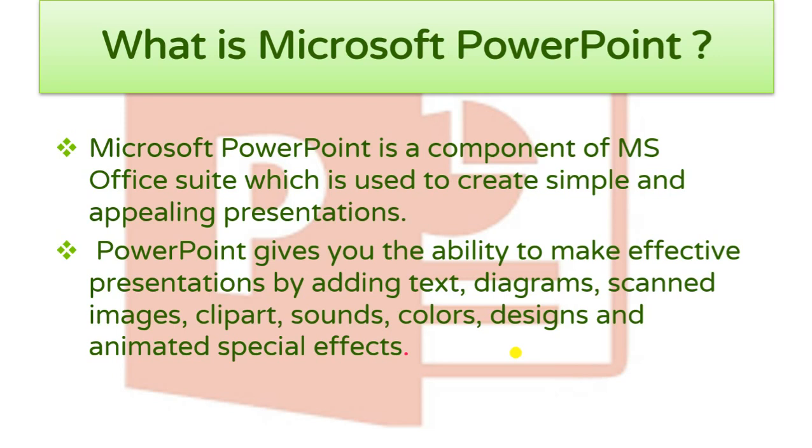In this, we can add text. Text means we can type anything. We can add diagrams. We can make our own diagrams in this, and we can even copy diagrams from the internet. We can scan an image and save it in our PowerPoint. We can use pictures from clip art also. We can add sound, colors, designs, and animated special effects. We can give animation to our PowerPoint, we give movement to our PowerPoint. In this chapter we are going to see how to do all these functions.